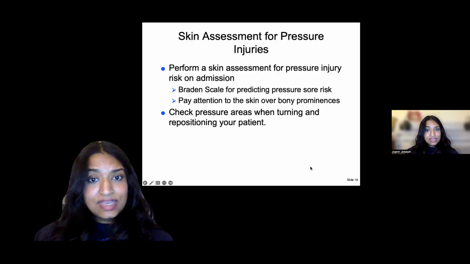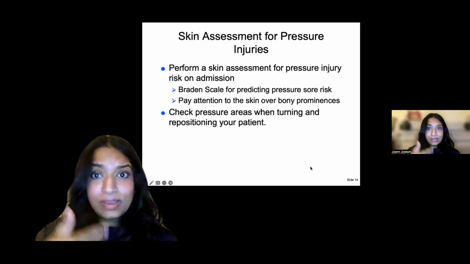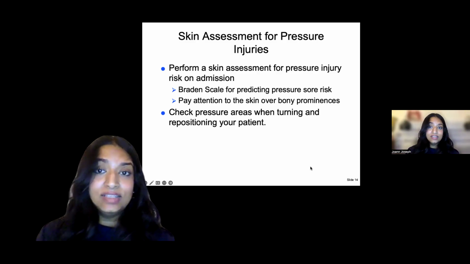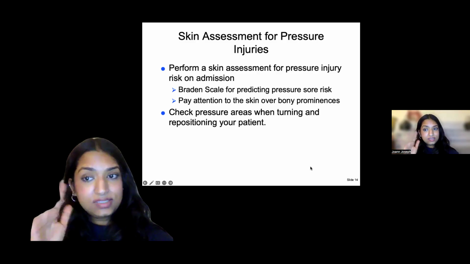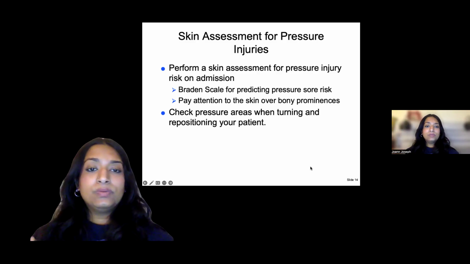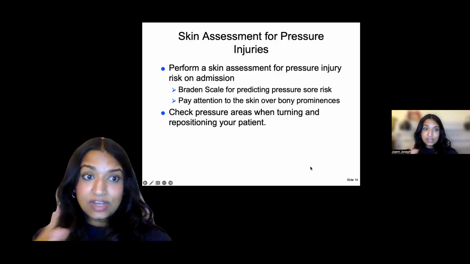You need to document that. This happens for every patient in every facility, so I'm doing this myself. You will do this in every facility you work on, so this is why it's really important. After you initially assess, you actually have to reassess every 24 hours. The reason it's important to do this on admission is because if anything is found or seen, you know that the patient had it already.